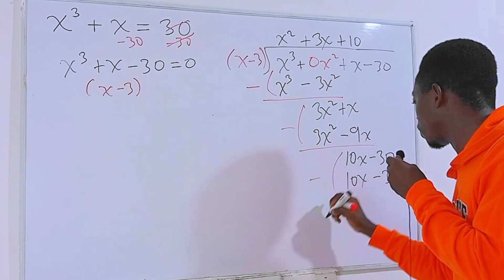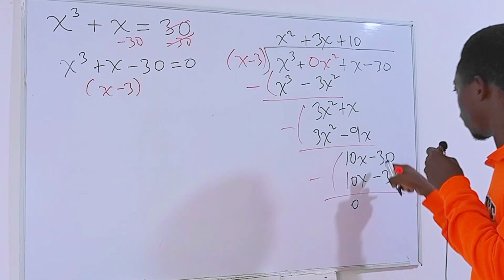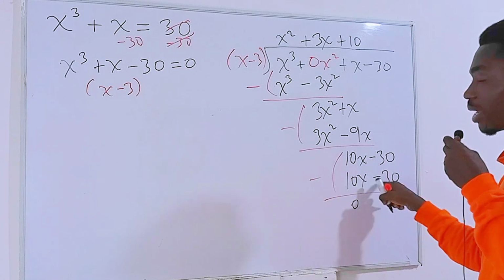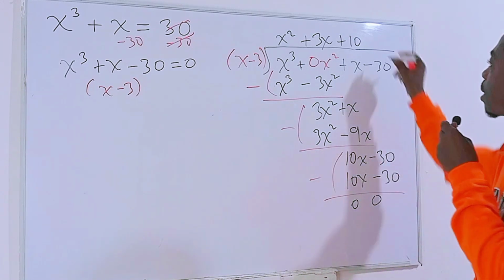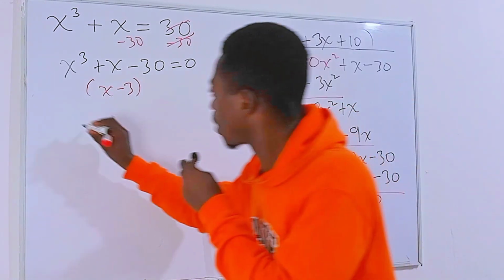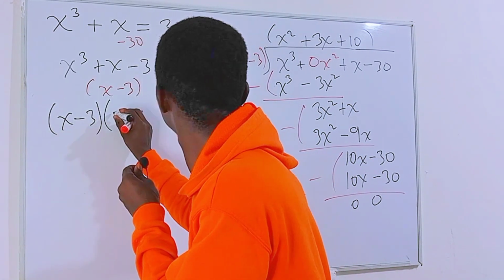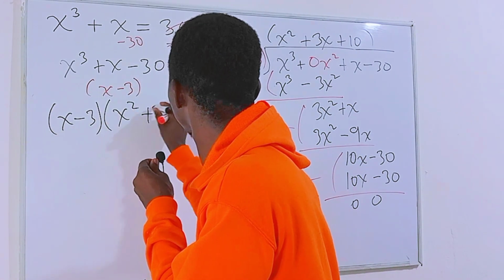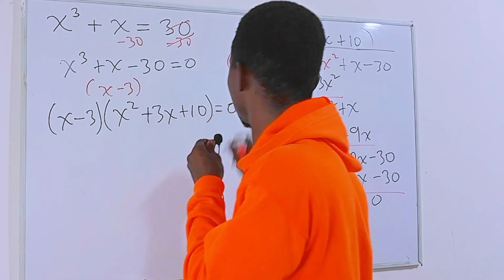To get the remainder, we subtract again. 10x minus 10x, that is 0. Negative 30 minus negative 30, that is also 0. So what it means is that this right here is the other factor. So we have two factors. I'm going to write them here: x minus 3, then x squared plus 3x plus 10, and this is equal to 0.